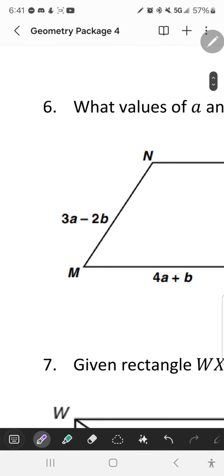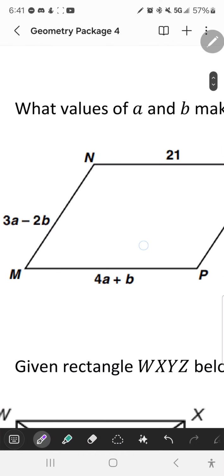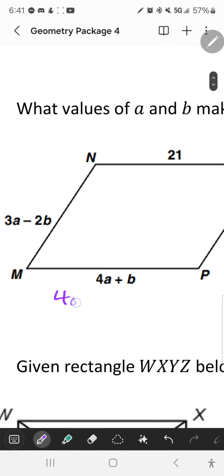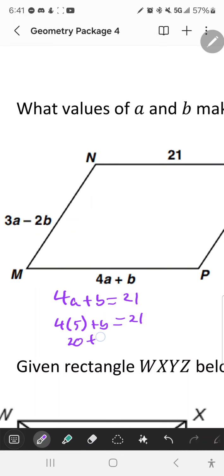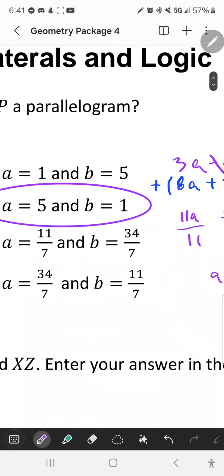Now, let's solve for B. Let's use 4A plus B equals 21. Now we know that A is equal to 5, so 4 times 5 plus B equals 21. 20 plus B equals 21. If we subtract 20 from both sides, we get that B equals 1. And we make sure the answer is right.